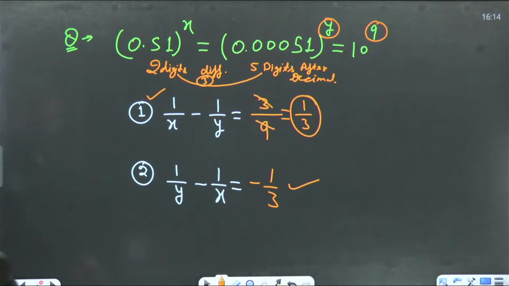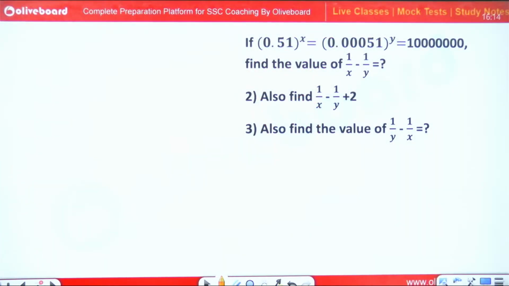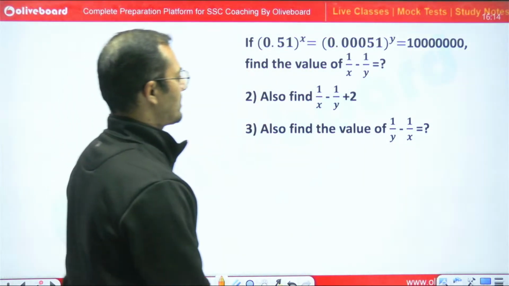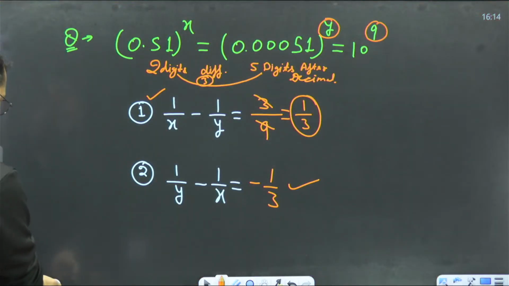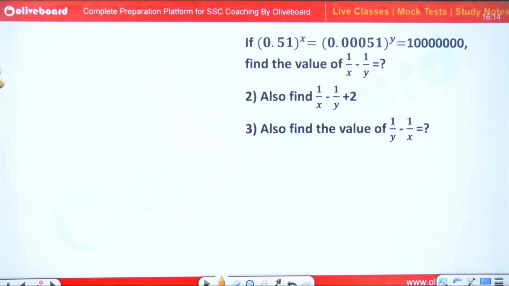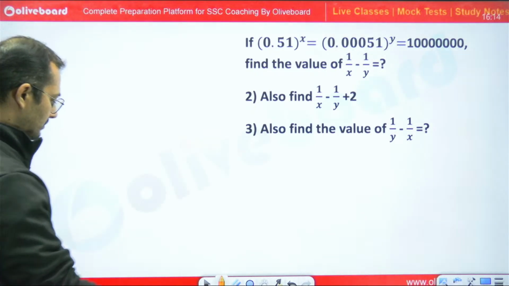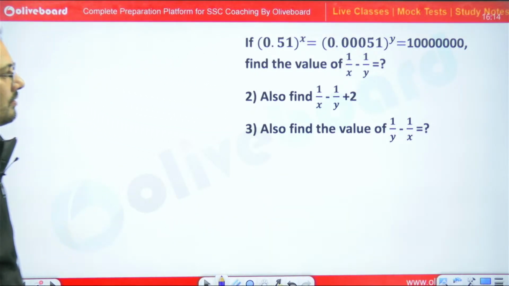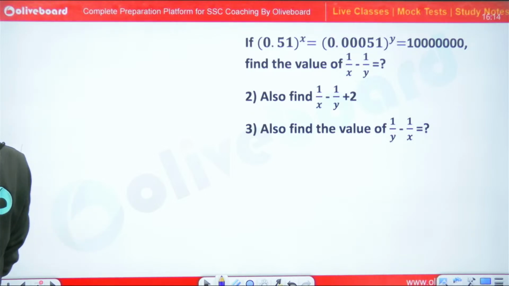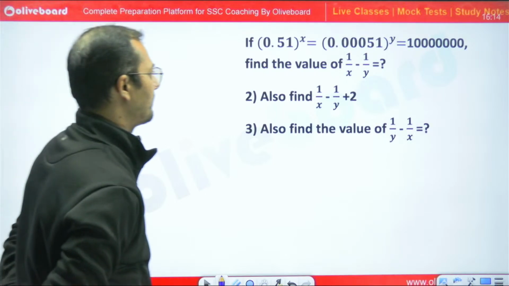I hope this is very much clear. Now tell me what would be the answer for this question. Try this question and please write the answer in the comment box.